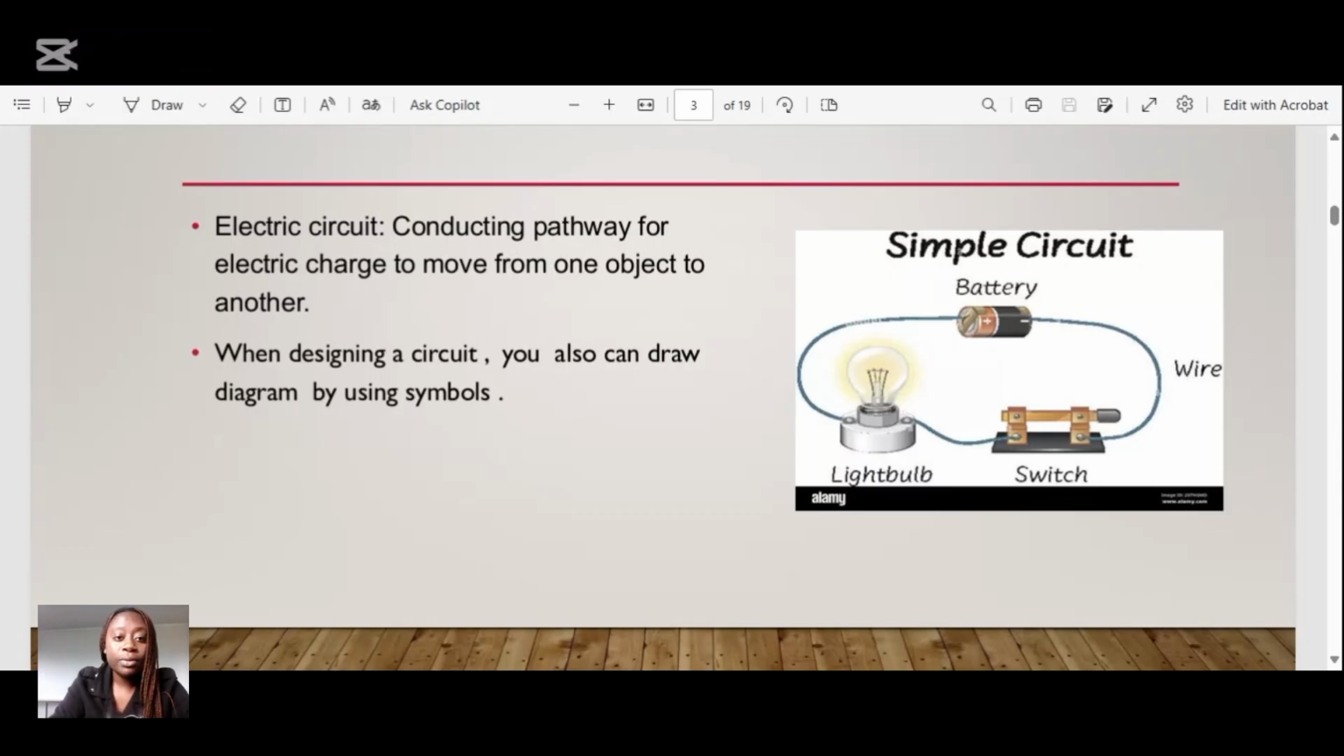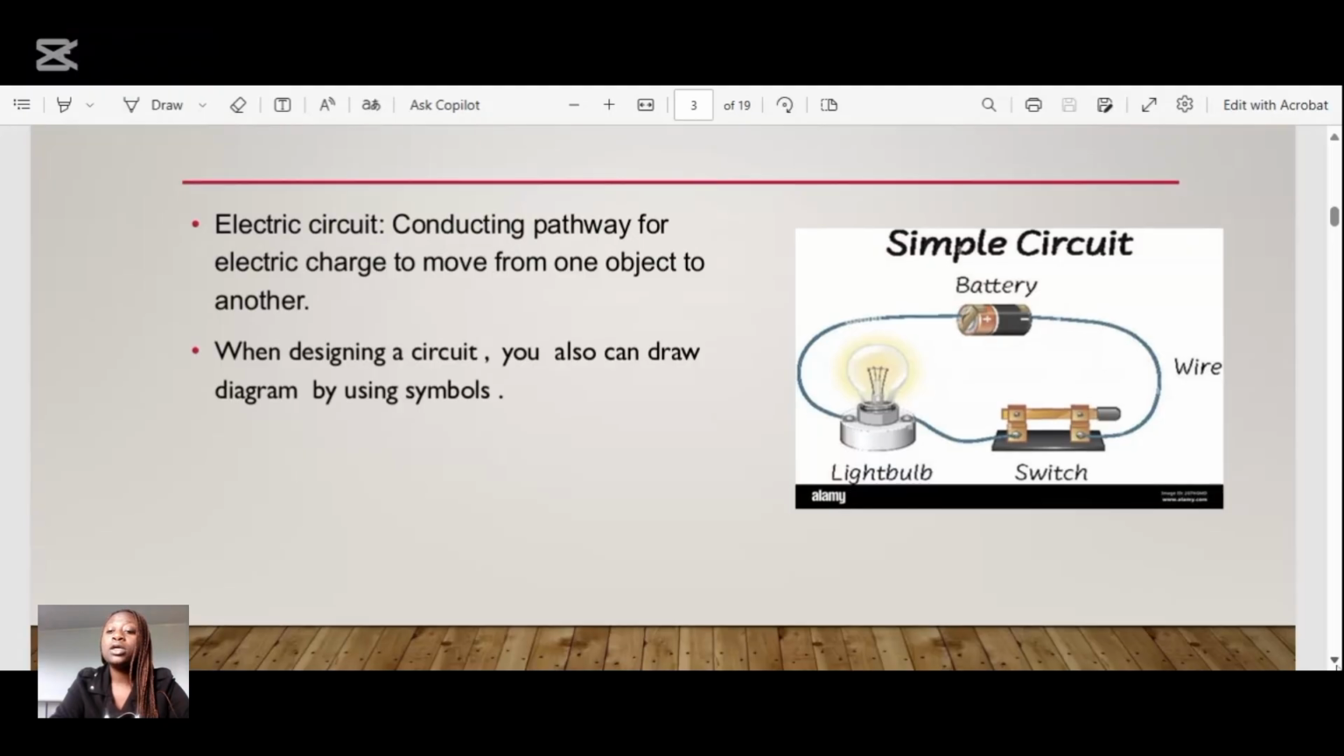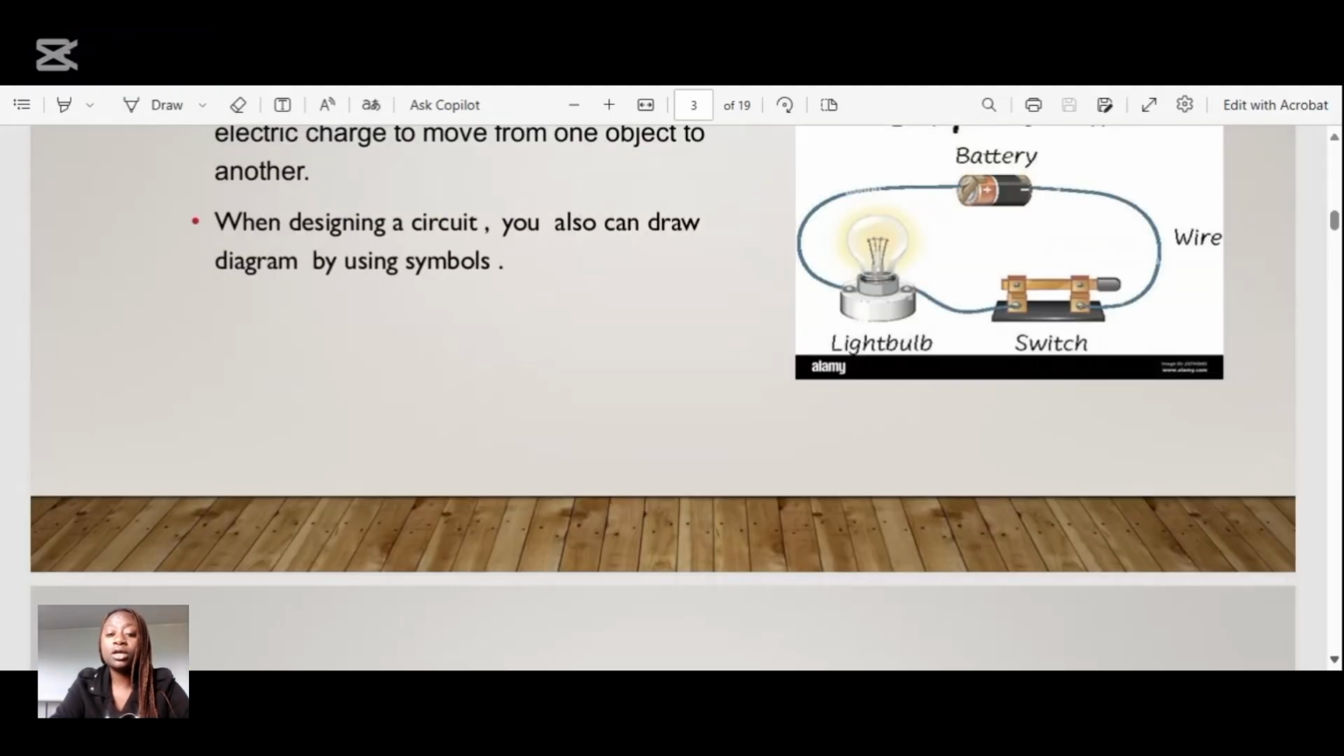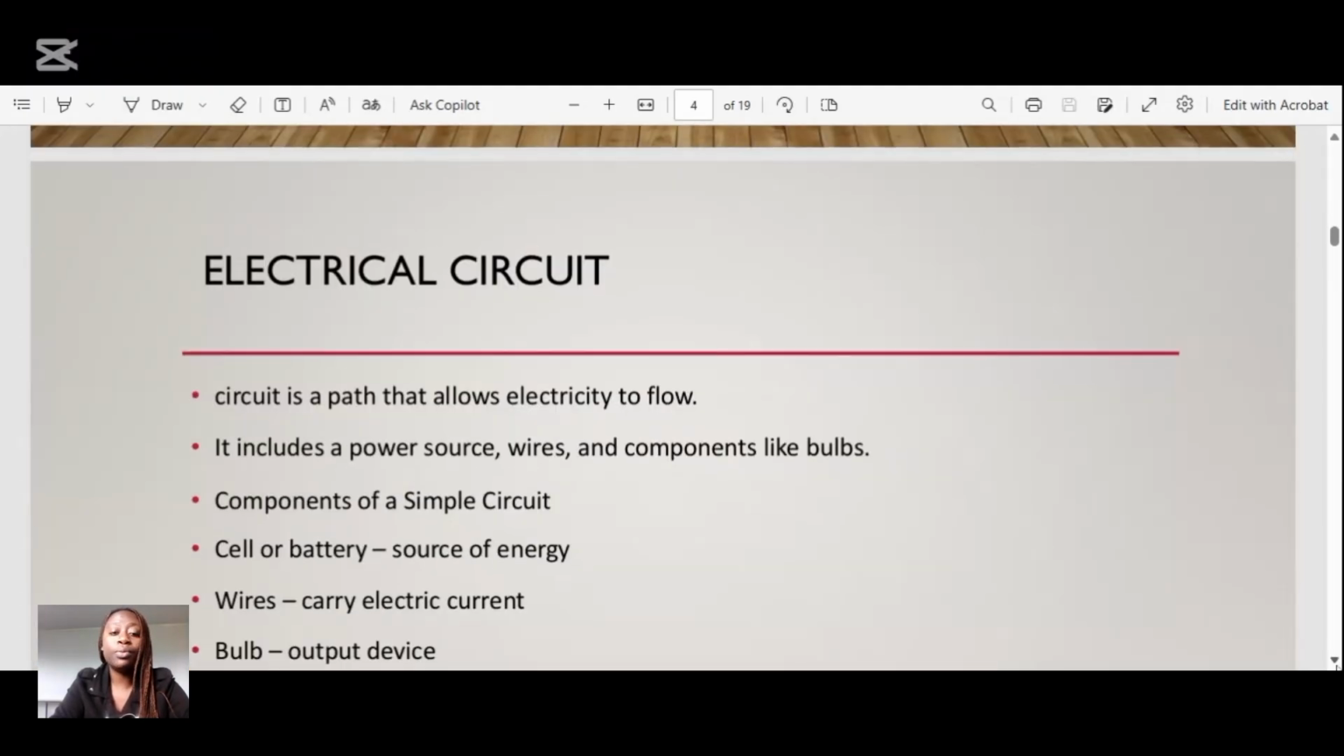So let's go deeper into the definition. Electrical circuits conduct paths for electrical charge to move from one object to another. When designing a circuit, you can also draw a diagram using symbols. So when we draw a circuit, we can represent it by symbols. A battery has a symbol, a switch has a symbol, and a wire has a different type of symbol.